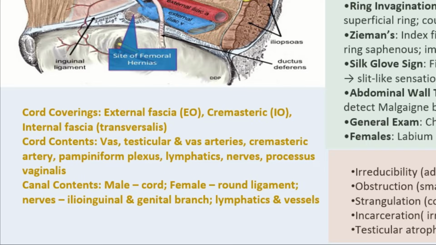So the innermost covering is going to be the internal spermatic fascia, derived from the transversalis. The middle layer is the cremasteric muscle, which helps in the lifting of the testicles, and this one is going to be in the middle, and it's derived from the internal oblique. Then the external spermatic fascia is going to come from the external oblique.